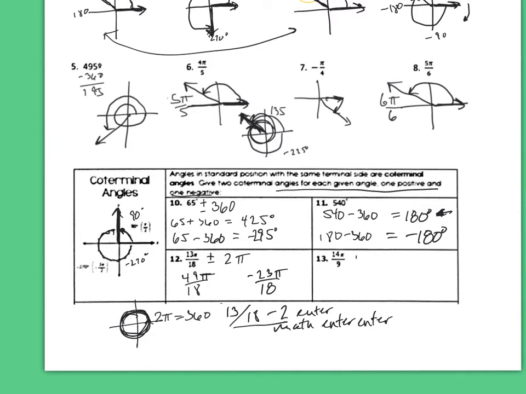So we have 14 pi over 9 plus 2 pi, which will give you 32 pi over 9. And then we do 14 pi over 9 minus 2 pi, which will give you negative 4 pi over 9. Now, of course, you don't need to label and say, here's my positive answer, here's my negative answer, because it's obvious, the positive one and the negative one.